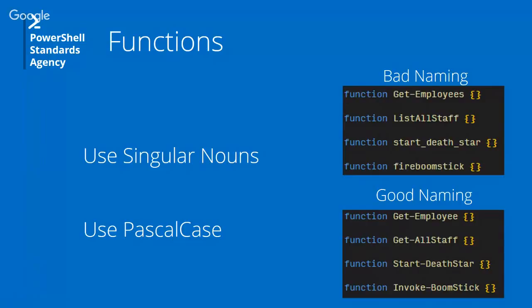And a bit like variables have to be camel case, which is a small letter at the beginning and a capital letter for the second word, Microsoft recommend we use Pascal case for naming functions, which is just capital letters for each word.